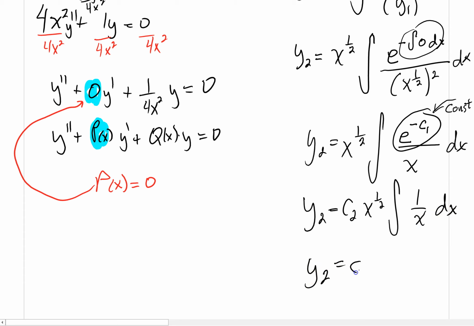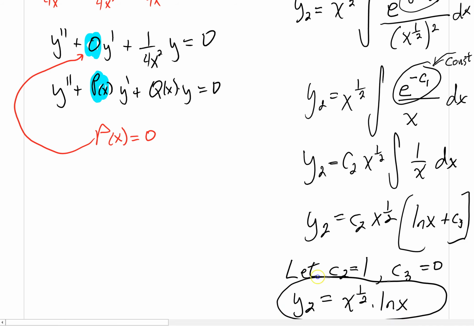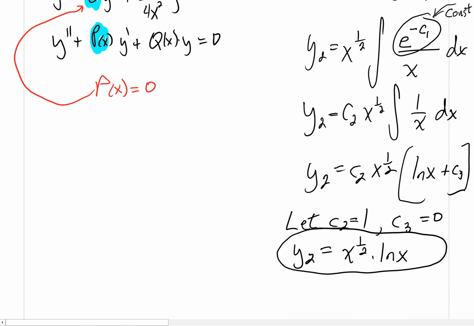And then we can say, well, what do we have for our antiderivative of 1 over x? Well, we could say it's the ln of x plus some other constant. Well, here we go. We could say this is a general solution. What if we let C2 equal 1 and C3 equal 0? Then nicely and quickly, we will get a second solution that we see right here. So we could say it's x to the 1/2 times the natural log of x.